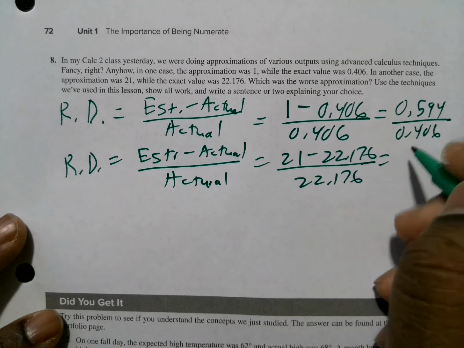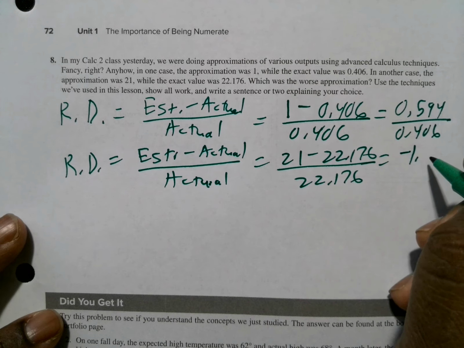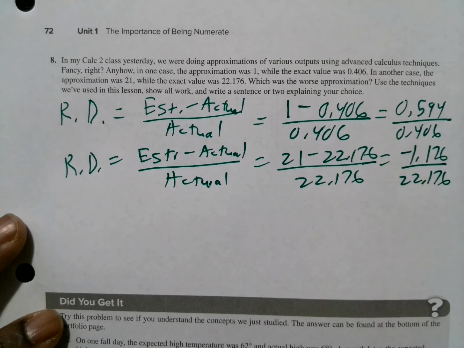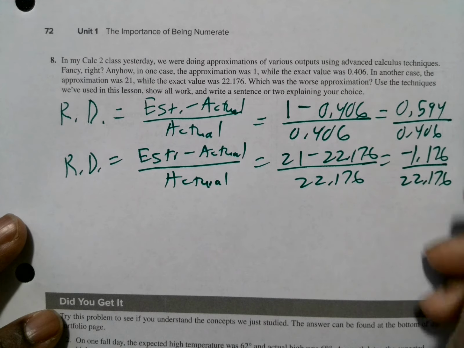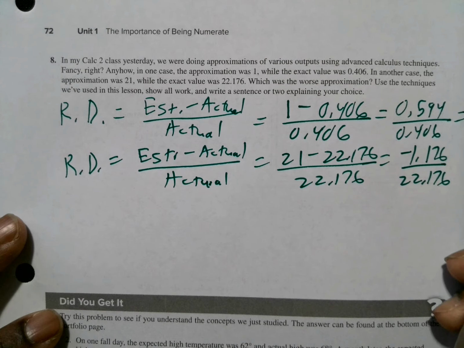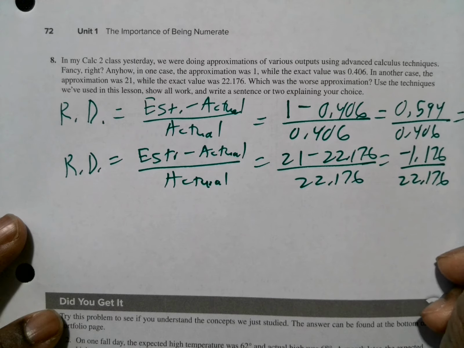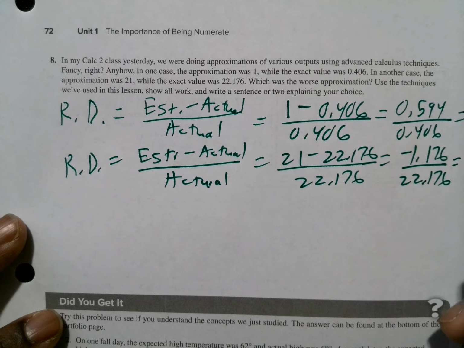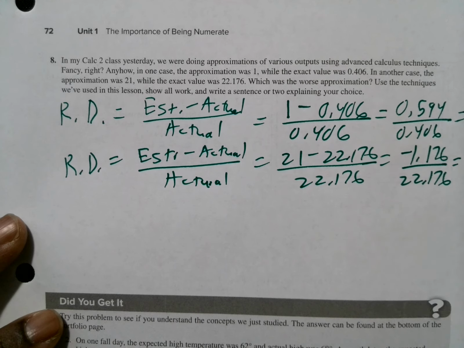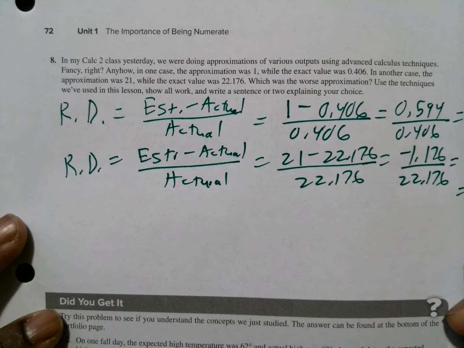And here, when we subtract, it will give us a negative 1.176 over 22.176. And so here, this will give us 1.46, which is 146%. Here, this will give us a negative 0.053, which is a negative 5.3%.